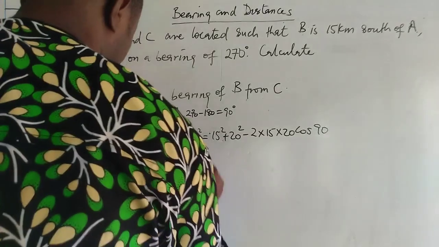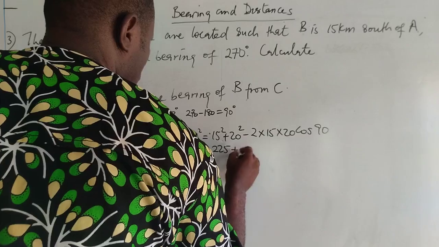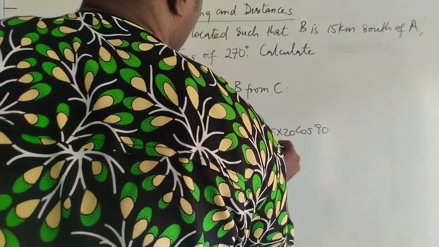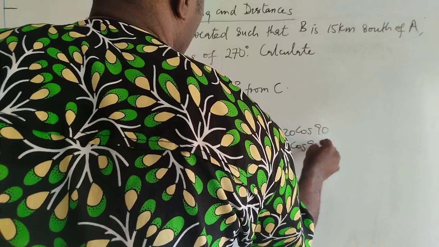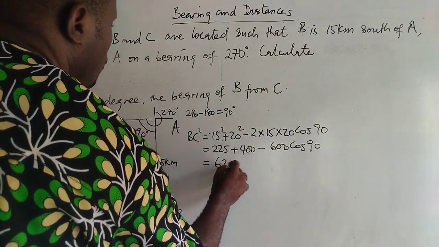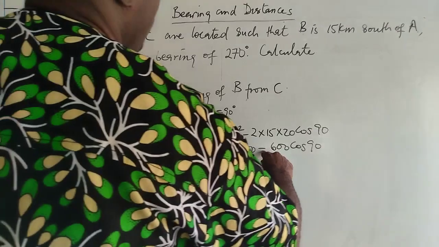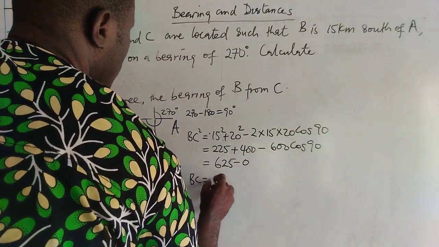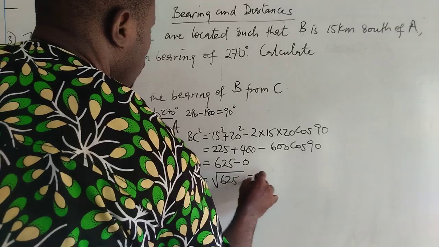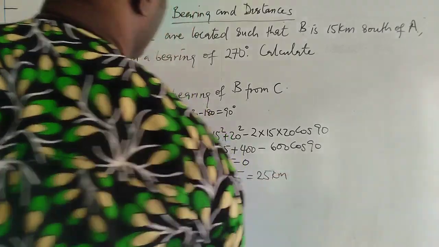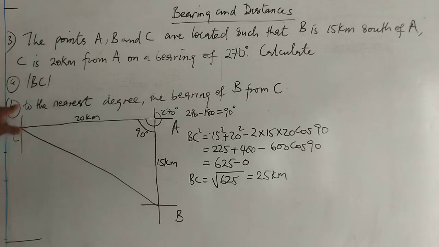15 squared is 225 plus 400 minus 2 times 15 will give you 30 times 20, 600 cos 90. If you add these two, it will give you 625. Then minus 600 cos 90 will give you 0. Then BC will now be square root of 625, which will give you 25. Don't forget kilometers. So that is our BC, 25 kilometers.